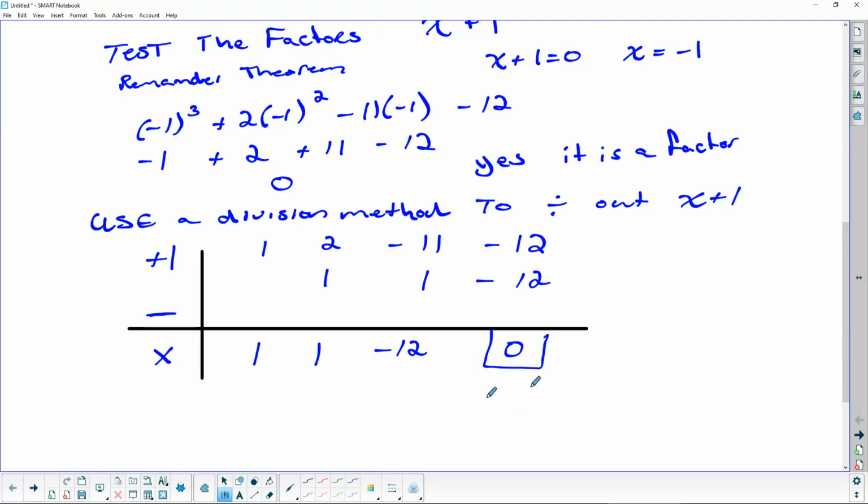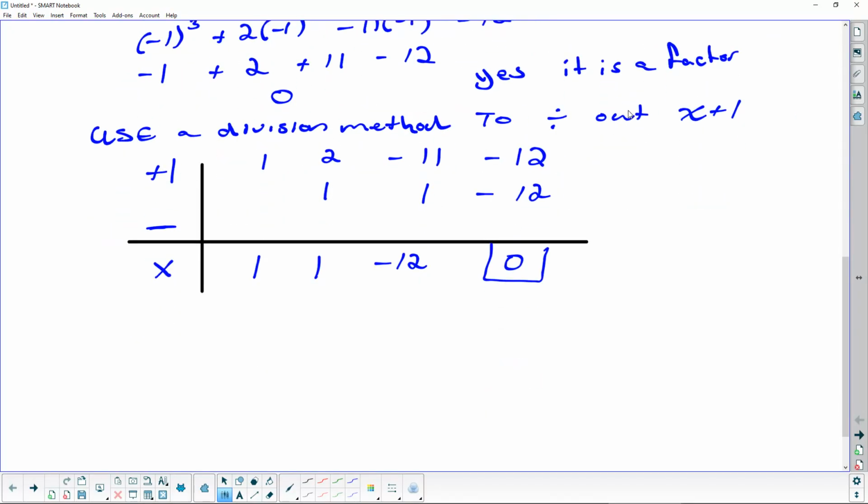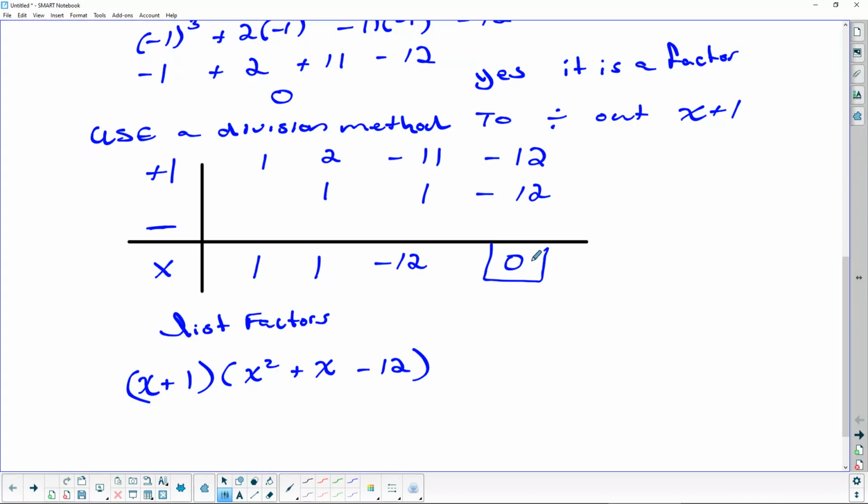Okay, so now we list our factors that we know for sure. Okay, list your factors. So we know that x plus 1 was the first one. And we now know that this is 1 less than x cubed. This is the next term, x. And this is the last one, the number. No remainder. And we can factor this.